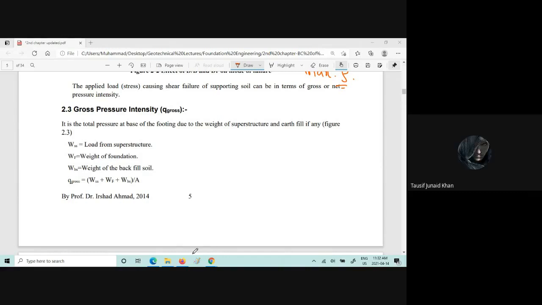Sir, if our relative density of the soil is the same for a project, then the mode of failure depends upon the applied load, is that how it will be, sir?